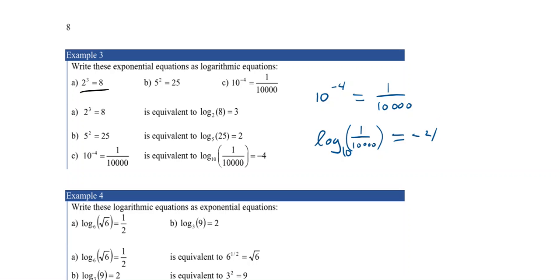Now let's double check that this makes sense. This is saying 10 to the power of negative 4 is equal to 1 over 10,000. So yeah, we're good to go. All right.